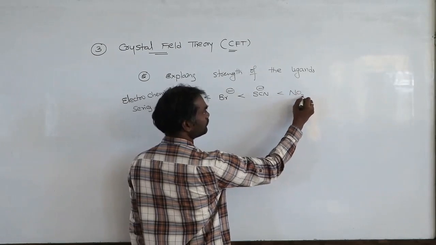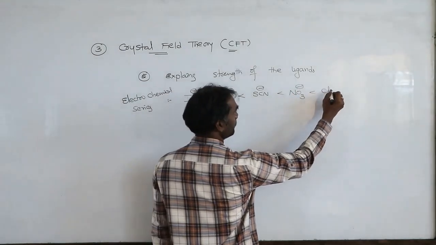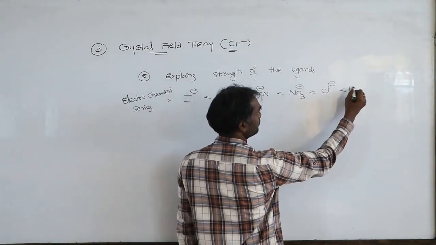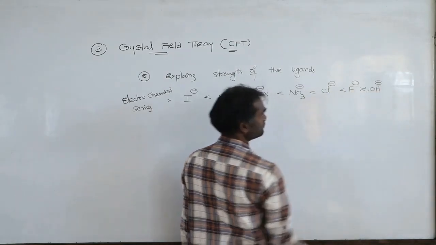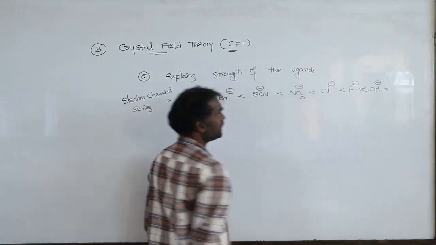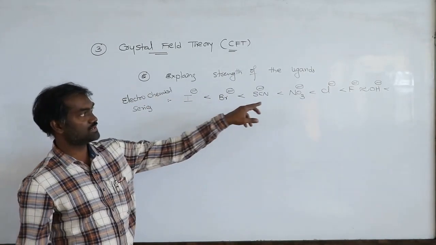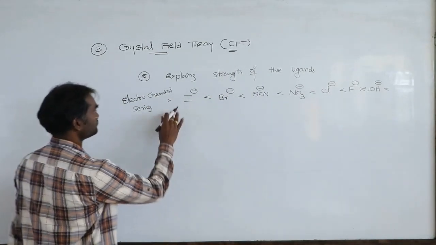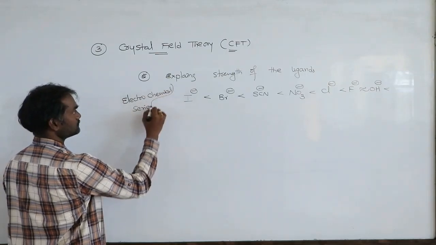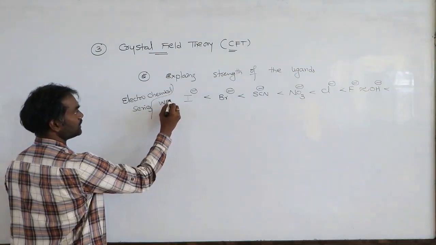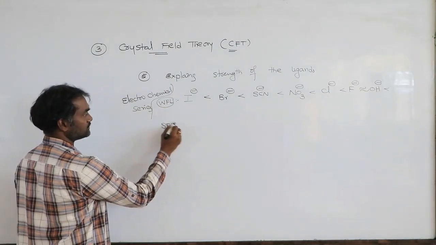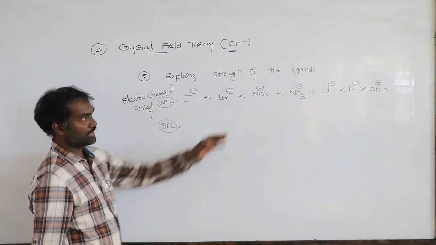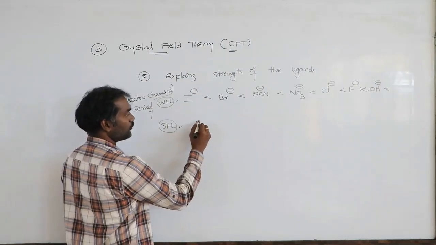F minus and OH minus are also the same. These all are weak field ligands. The first line is weak field. These are weak field ligands. Next, strong field ligands. In another line, after that, water.